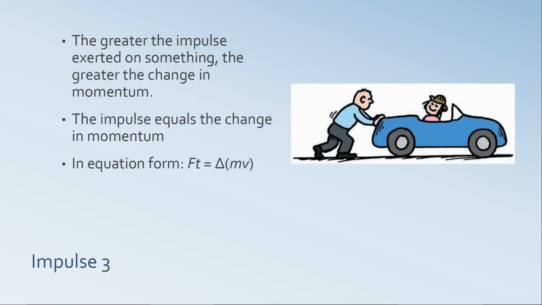And the greater the impulse we exert on something, the greater the change in momentum. The impulse equals the change in momentum. So we can write this in equation form as Ft, which is impulse, equals the change in, that little delta sign there, that triangle, momentum, which is mass times velocity. So if your car is stopped and you exert a force to push it to try to start it, if you push it for 1 second, you create a certain change in momentum. But if you exert the same force for 2 seconds, now you're going to double that change in momentum.